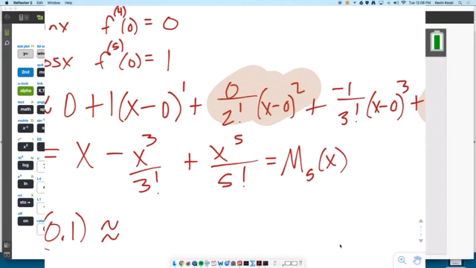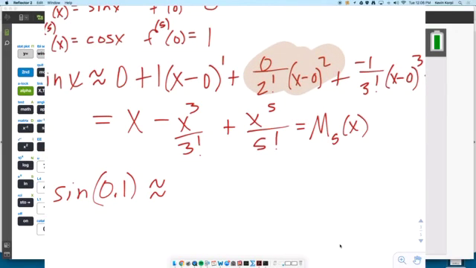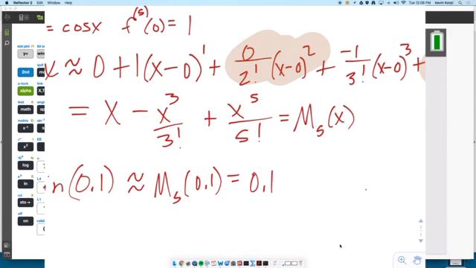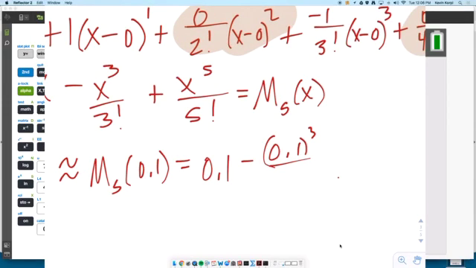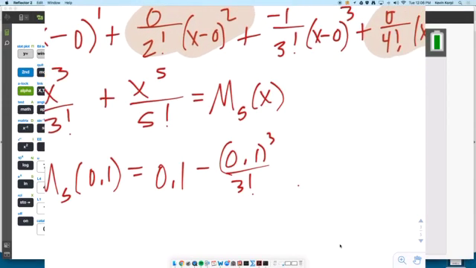Yeah? And the subscript usually tells you what degree it is. So this would be a Maclaurin polynomial of 5th degree. But you could just put f of x if you want. Okay? So it's going to be approximated by a 5th degree Maclaurin polynomial at 0.1, which now equals 0.1 minus 0.1 cubed over 3 factorial, which is really 6, but I'll leave it as 3 factorial, plus 0.1 to the 5th over 5 factorial.